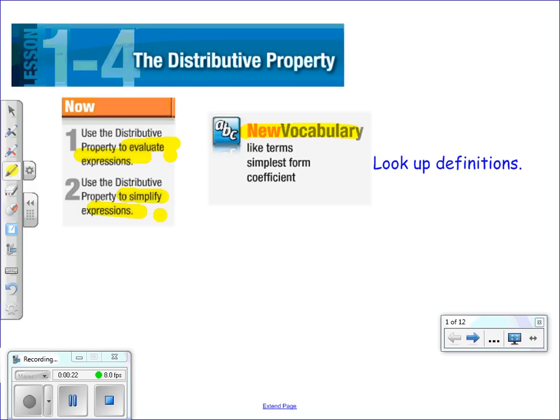Okay, and that brings us to new vocabulary. We'll be actually not new, but probably review vocabulary. We're going to look at like terms, simplest form, and coefficient. So go ahead and look those up, and I'll be back with you in just a second. Pause the video, and I'll see you guys in a second.